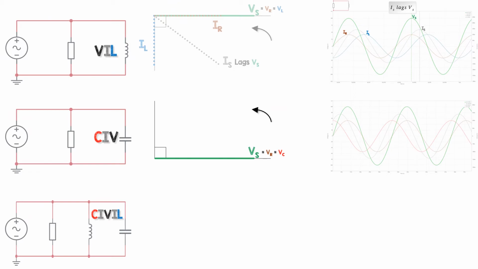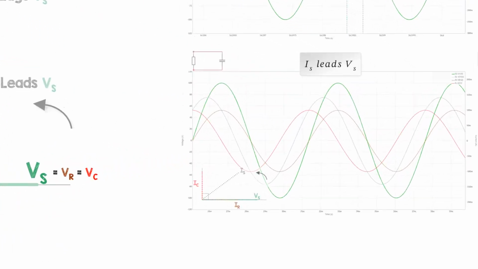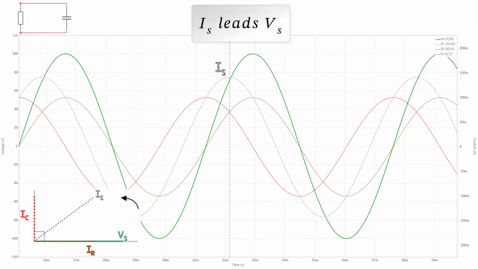For a parallel RC circuit, remember we have an x-axis reference vector of voltage, and we can see that the capacitor current leads the supply voltage. So the supply current also leads the supply voltage, and there are phase differences between the supply current and the supply voltage. Now we can see the supply current is ahead of the supply voltage in time and angle.